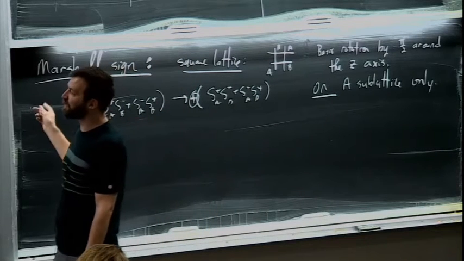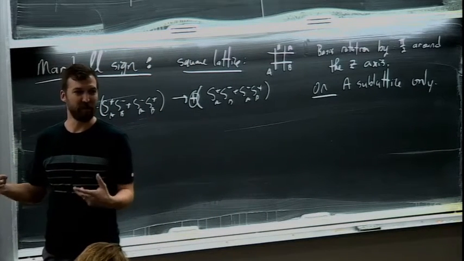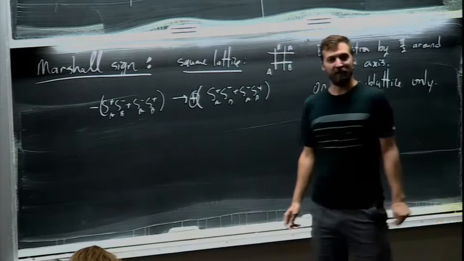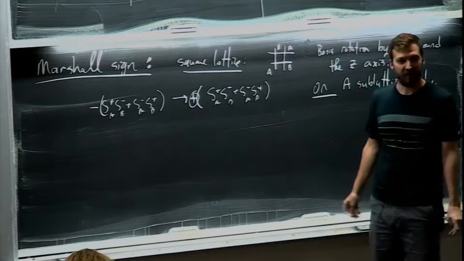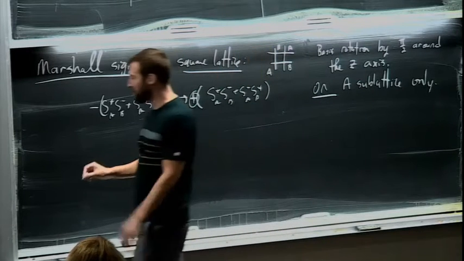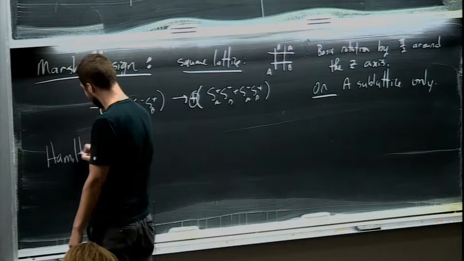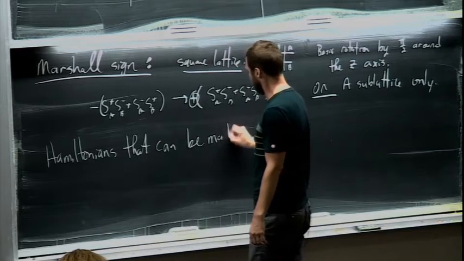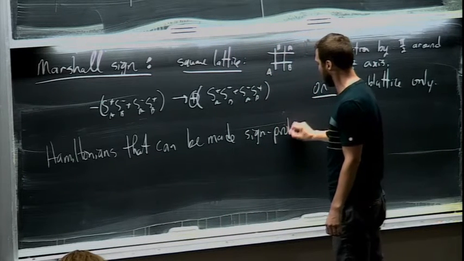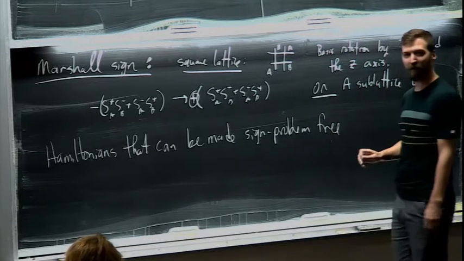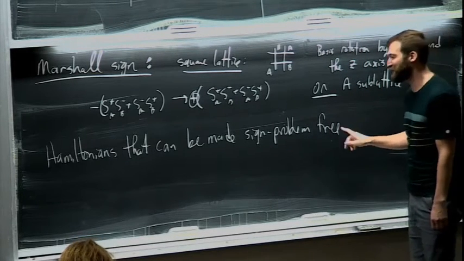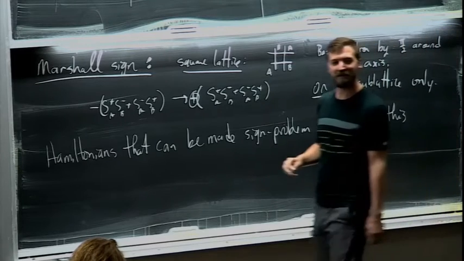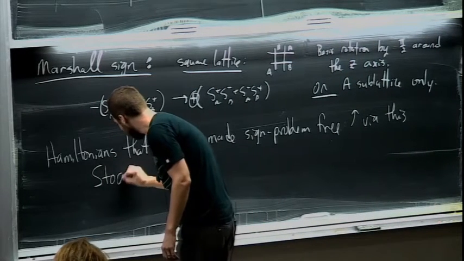So the Marshall sign rule says that for square, simple cubic, any bipartite lattice, you can basically solve that type of Hamiltonian. But triangular, kagome, pyrochlore, any of these lattices, you're not going to be able to do this basis rotation. Hamiltonians that can be made sign problem free via this procedure are sometimes called stochastic. I can't believe I'm saying this.